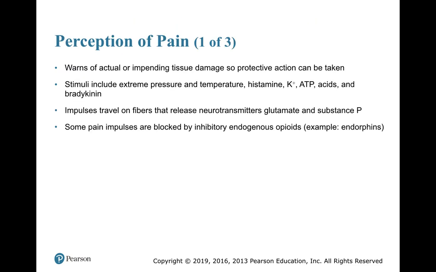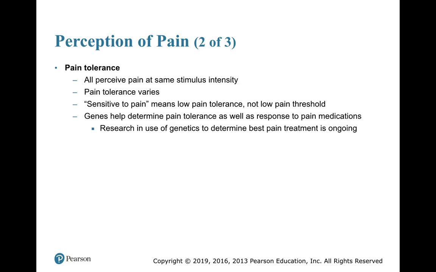So perception of pain is important. It warns us of actual or impending tissue damage. It is a protective response, tells you to stop doing what you're doing. Stimuli for that would include extreme pressure and temperature, as well as histamine, potassium, ATP, acidity, and a chemical called bradykinin. Those impulses travel on fibers that release the neurotransmitters glutamate and substance P. And some pain impulses are blocked by inhibitory endogenous opioids such as the endorphins.